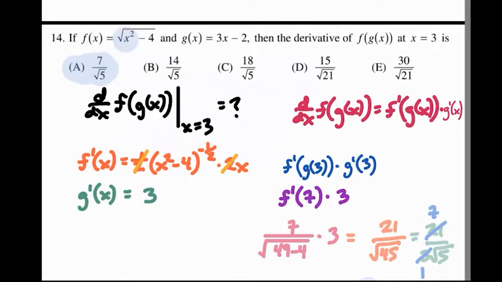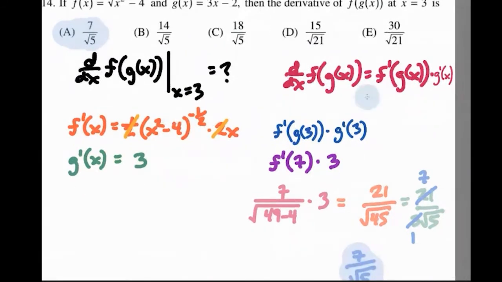So it says f of x is equal to that, g of x is equal to that, the derivative of f of g of x at 3. So first thing I did was find what the derivative of f of g of x is, which is just chain rule. That's what this is right here. Well, we want to find it at x equals 3, so I just took this right here and plugged in 3 for all the x's.